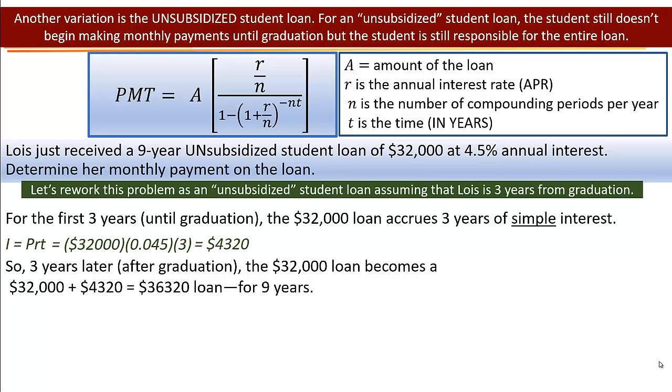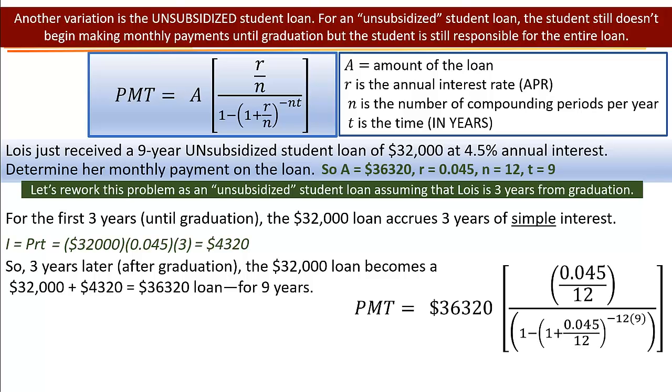So now you go back and do exactly the same thing we did before, except now instead of it being $32,000 for A, it's $36,320 for A. And that's what happens with an unsubsidized loan. The formula is the same once you figure out how much you're actually owing, because 3 years went by before she did anything. Now she's paying back $36,320. So you plug all those numbers in. All of them are the same except for A was $36,320 instead of $32,000.